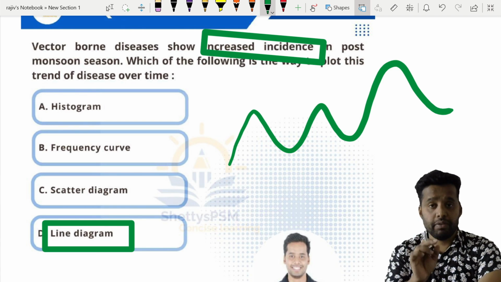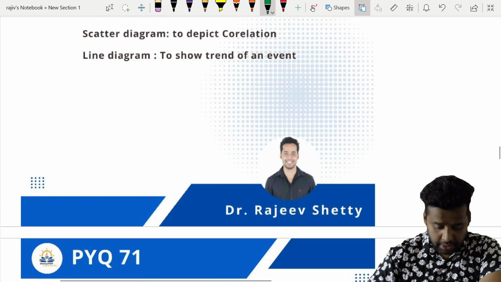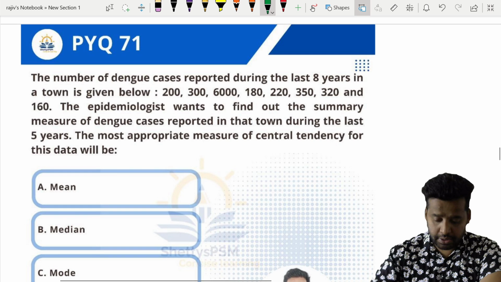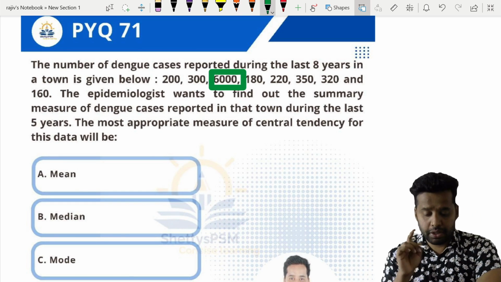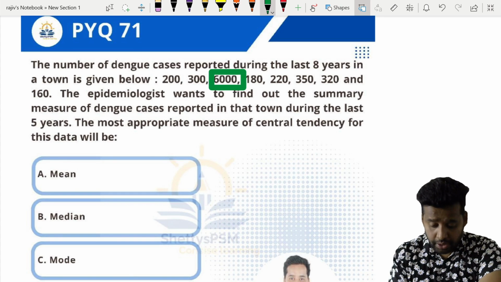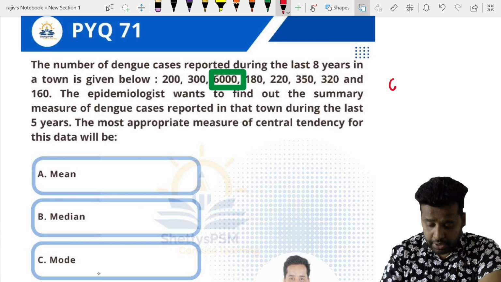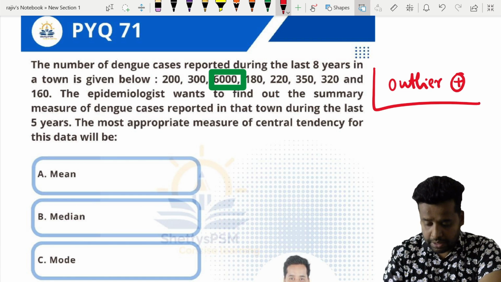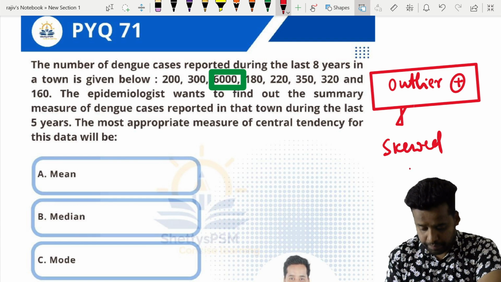This is a very important diagram in order to plot the trend of a disease. If you want to show trend, x-axis, line diagram. If the cases of dengue reported in 1 month, in 1 year it was around 6,000. Compared to the other years, 6,000 is a complete outlier. We call it an extreme value, outlier present. If the data has an outlier, it is called skewed data.